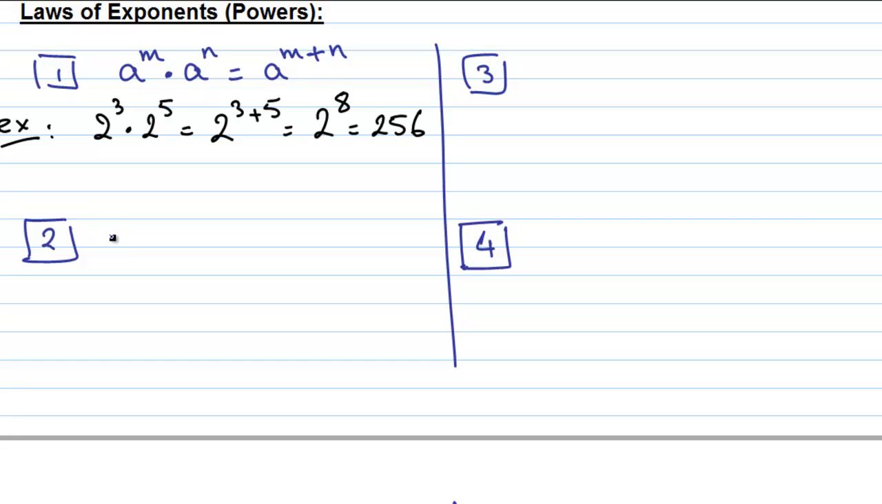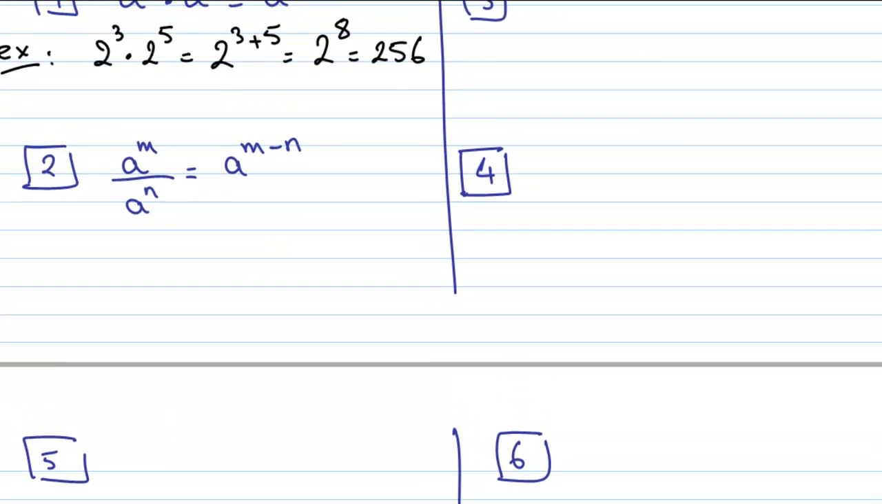The second rule will be quotient of powers. So the second one will be in case of division. If I have a to the power m divide a to the power n, this is called quotient. Quotient means division. Here we should subtract, not add. We subtract in this one. So we subtract the powers. If I have a power m over a power n, it should equal a to the power m minus n.